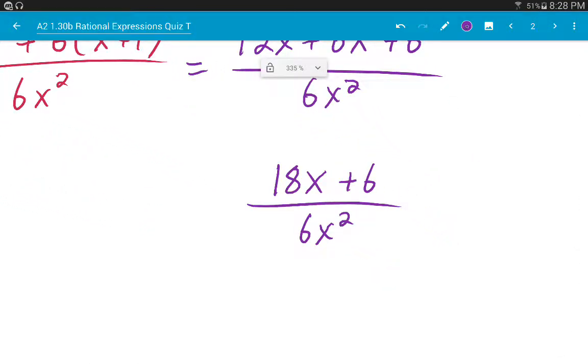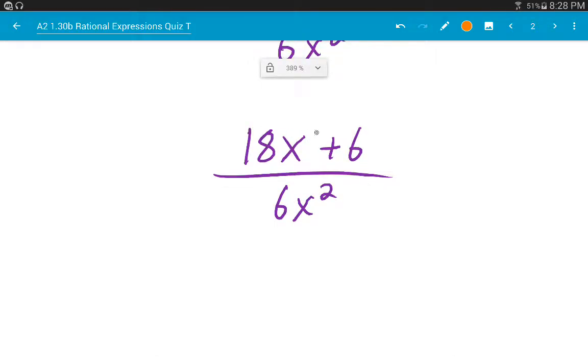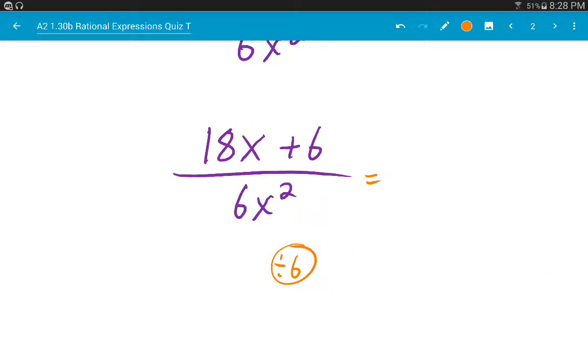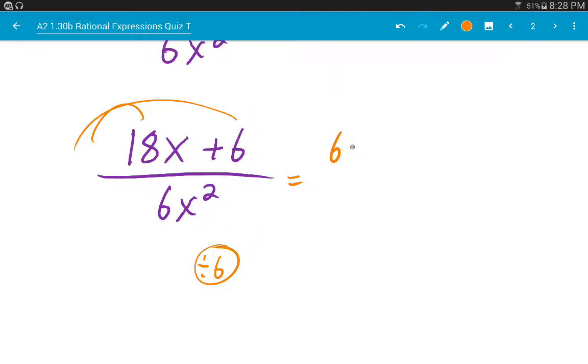And I need to be knowledgeable, cognizant, aware of the fact that all of these terms can be divided by 6. So divide by 6 on all the terms. Essentially what I'm saying is, let's factor out a 6. So this becomes 6 parentheses 3x plus 1 over 6x squared.